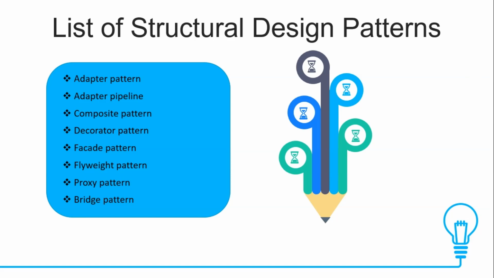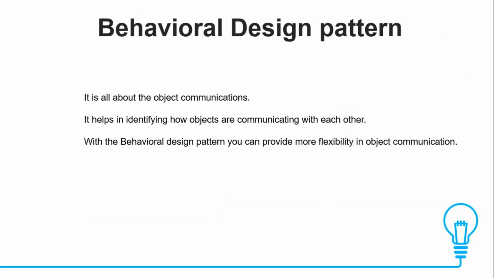Now move on to the behavioral design pattern. Behavioral design pattern is about object communication, meaning how objects are communicating with each other. It helps in identifying how objects communicate with each other. With the behavioral design pattern, you can provide more flexibility in object communication, and with its implementation we can achieve easiness in object communication. To remember behavioral design pattern in a single phrase, it is all about object communication, how objects are communicating with each other.